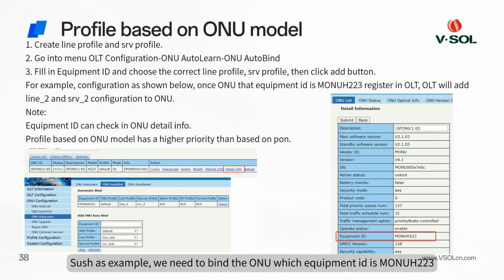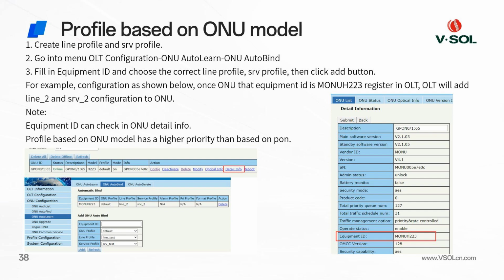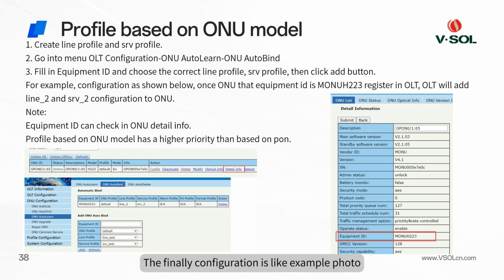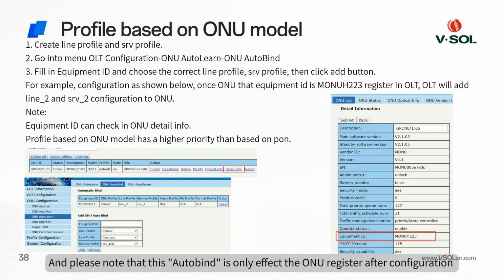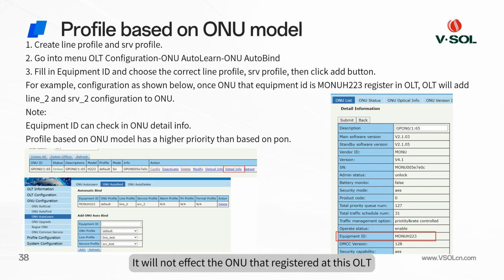As in the example, we need to bind the ONU whose equipment ID is MONUH223, and bind line 2 and SRV2 to this ONU model. The final configuration is like the example photo. And please note that this Autobind only affects ONUs which register after this is configured. It will not affect ONUs already registered at this OLT. And its priority is higher than Autobind based on PON.